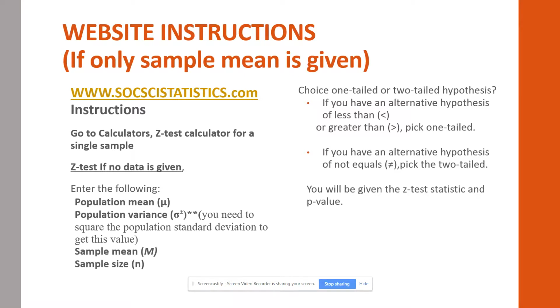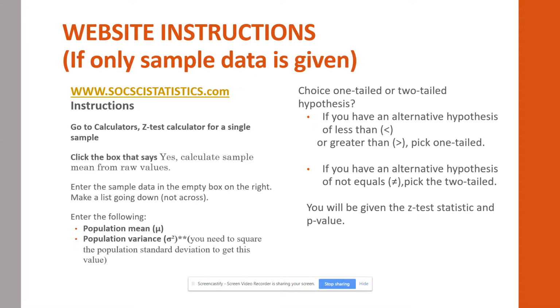Then you're going to choose a one-tailed or two-tailed hypothesis. If your alternative hypothesis is less than or greater than, then pick a one-tailed. If your alternative hypothesis is not equals, pick the two-tailed. And then you'll be given the test statistic and the p-value.